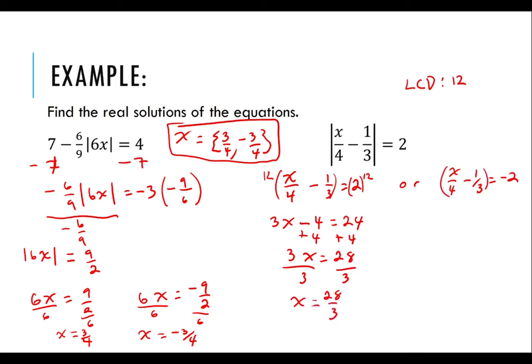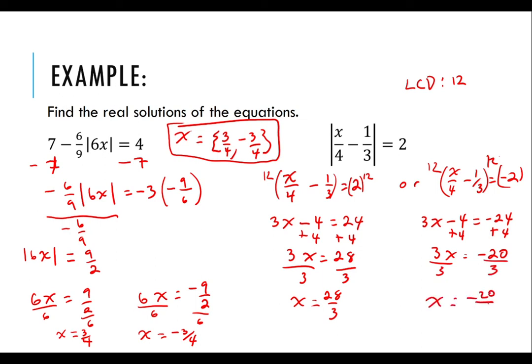We can take the other one and multiply it by the LCD of 12 as well. So that's going to give us 3x minus 4 is equal to negative 24. Add 4, we get that 3x is equal to negative 20. Divide by 3, x is equal to negative 20 thirds, and so our solutions are x is equal to 28 thirds and negative 20 thirds.